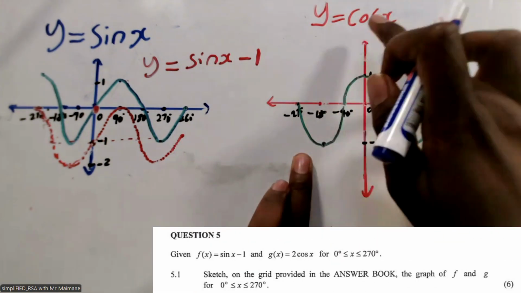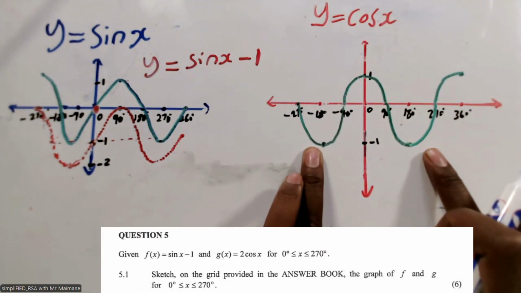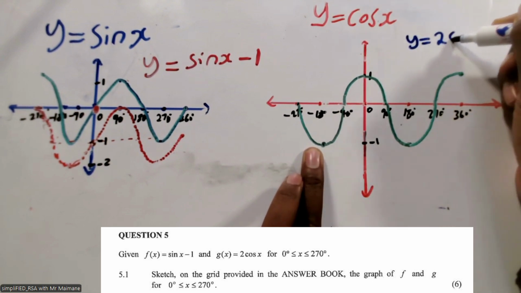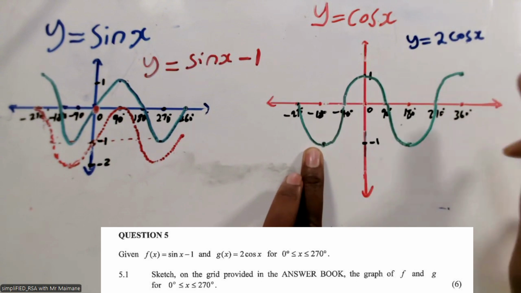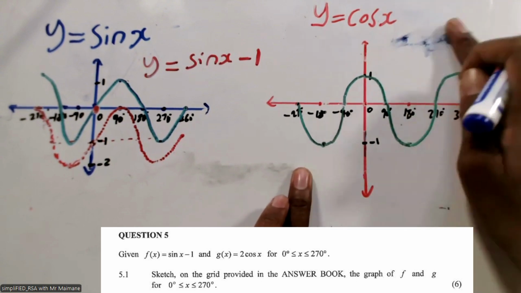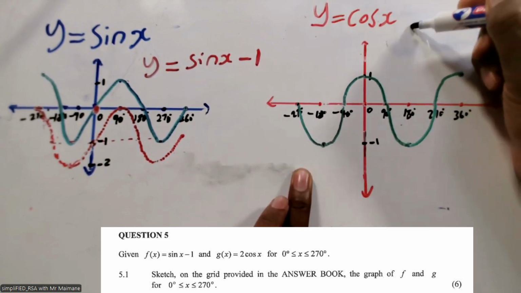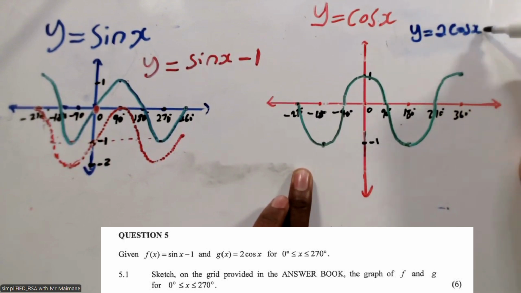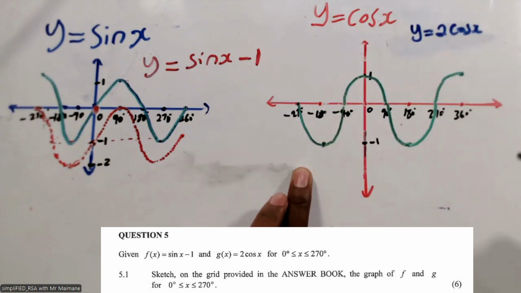For the standard form of cos x, we have this graph, right? But for our case now, we have y equals 2 cos of x. Let me just write this here properly so I can have space for drawing the graph. y equals 2 cos of x. This is our new change from the standard form.